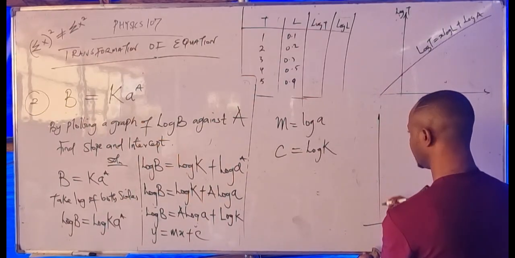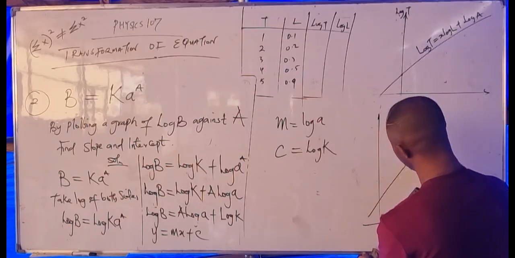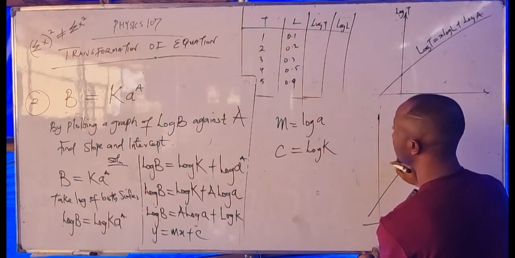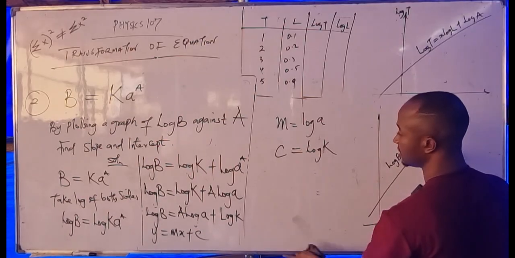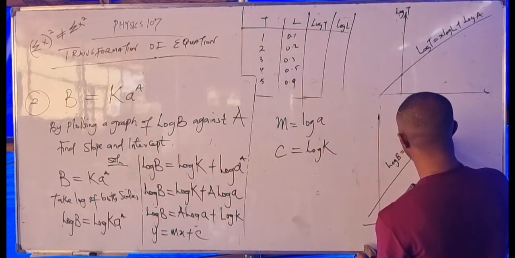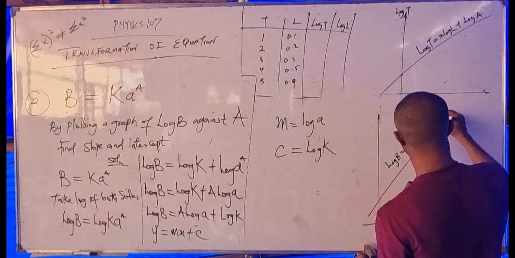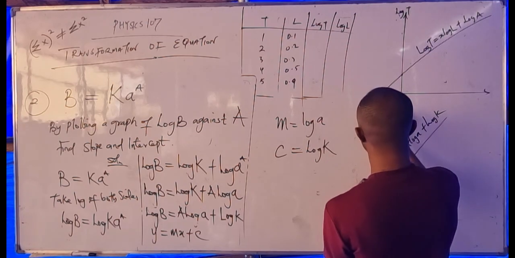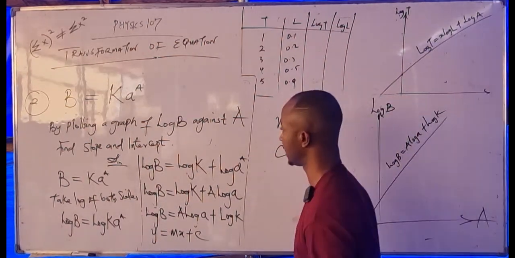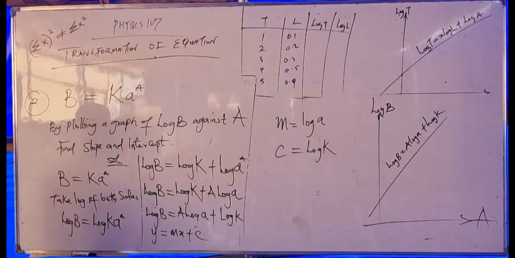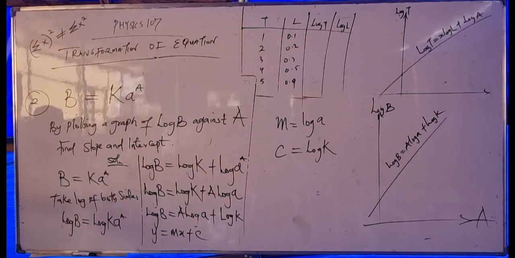So how would this graph look? On the y-axis we have log B equals A log a plus log k. So we have log B here, and A here, not log A. A graph of log B against A. Is that clear? I put this down.